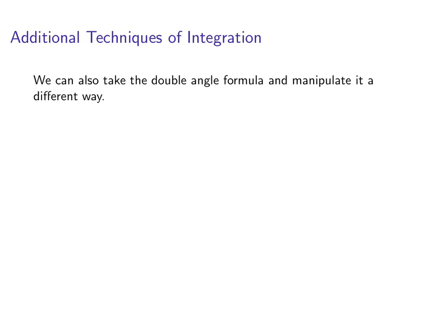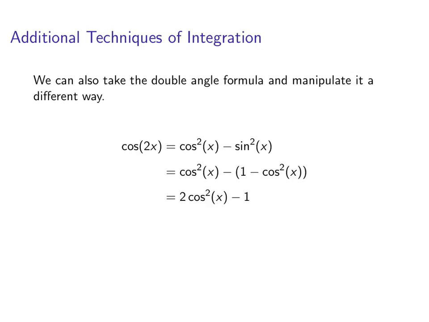Now let's take our double angle formula and manipulate it a different way. What I want to do is come up with a different half angle formula. So let's take cosine 2x, which is equal to cosine squared x minus sine squared x, and change the sine squared x into 1 minus cosine squared x. You notice that I'm making liberal use of the Pythagorean identity, which says that sine squared x plus cosine squared x is equal to 1. If we clean this up, we'll get 2 cosine squared x minus 1.